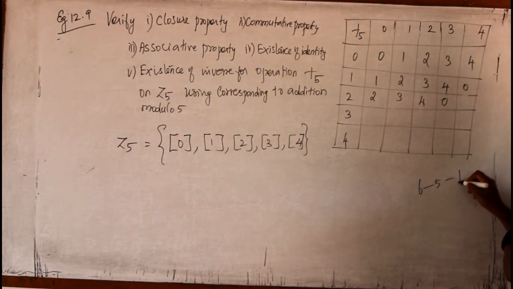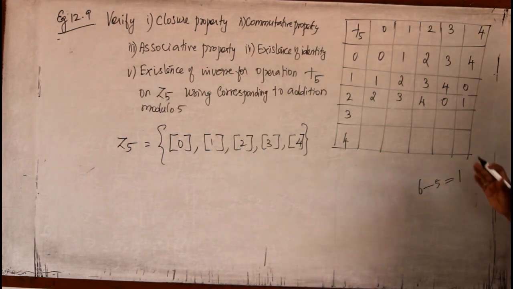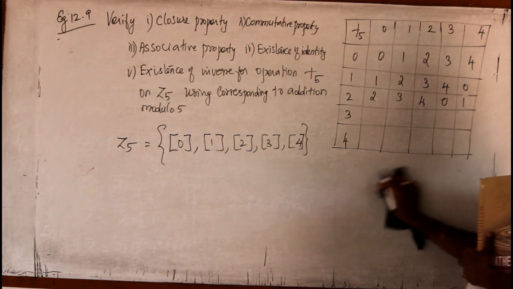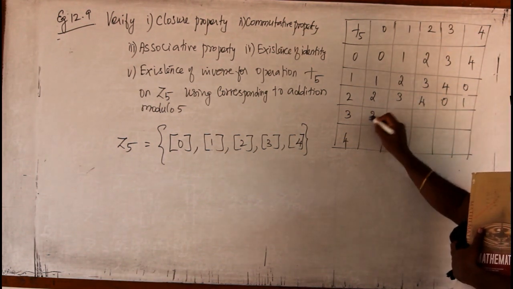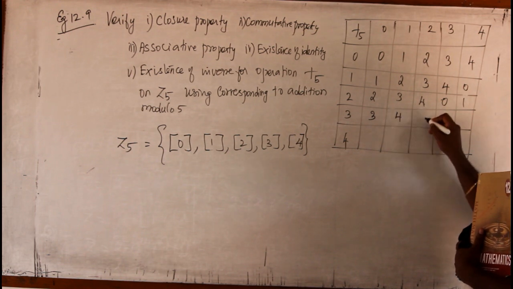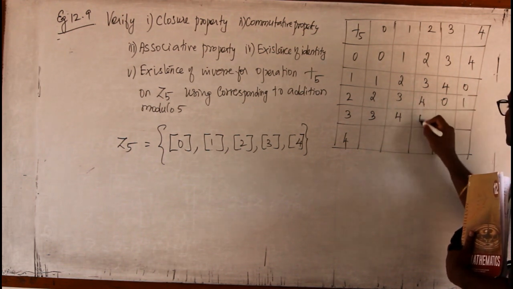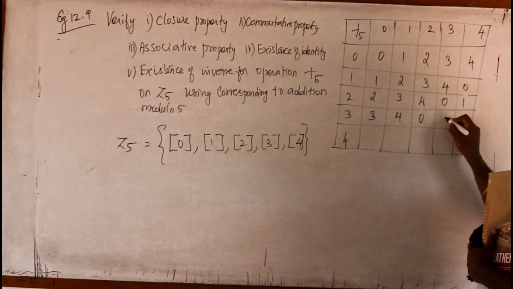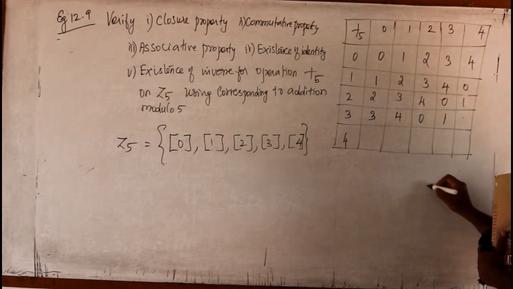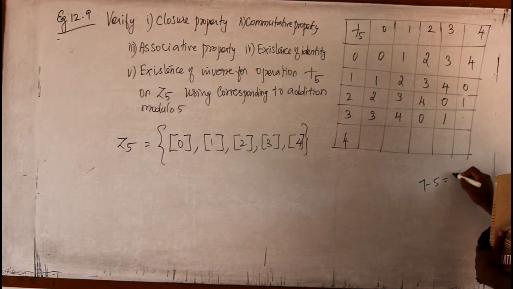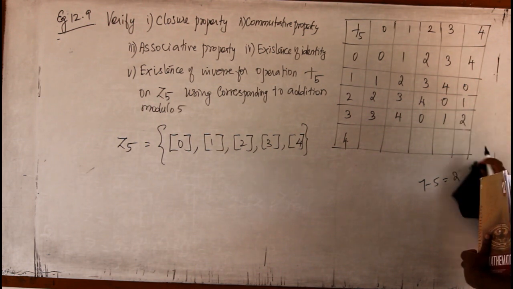Remove 5, you will get 1. So the answer is 1. Just remove the number of 5's. 3 plus 0, 3. 3 plus 1, 4. 3 plus 2, 5. Remove 5, 0. 3 plus 3, 6. Remove 5, 1. 3 plus 4, 7. Remove 5. The answer will be 2.